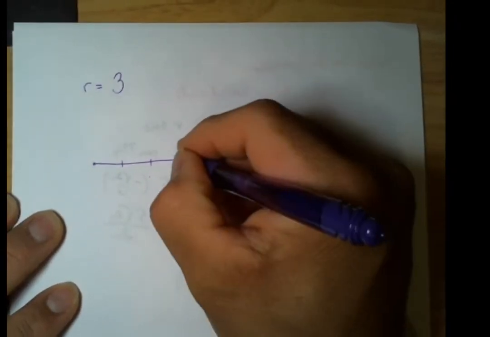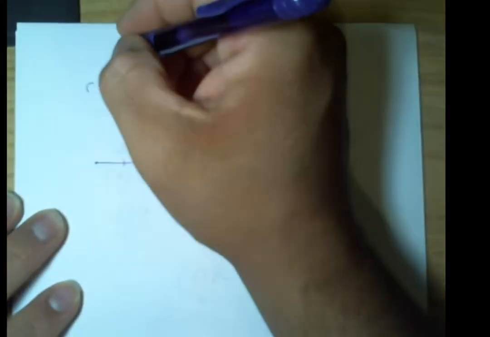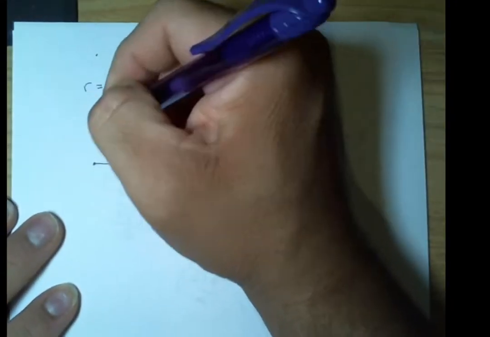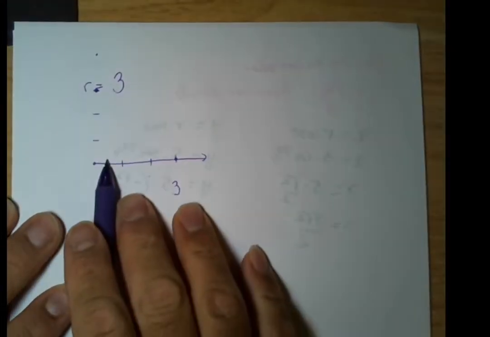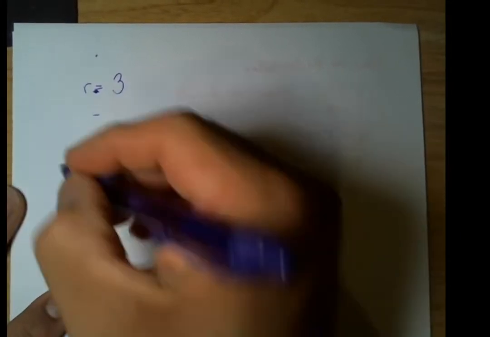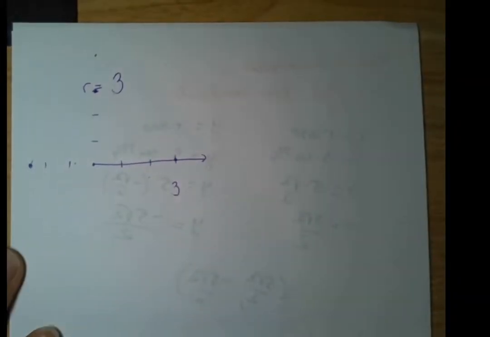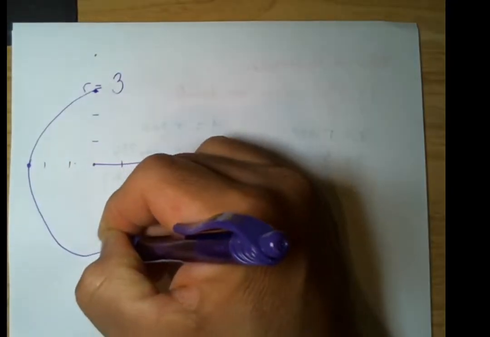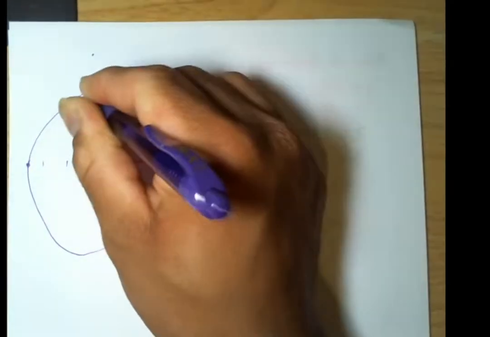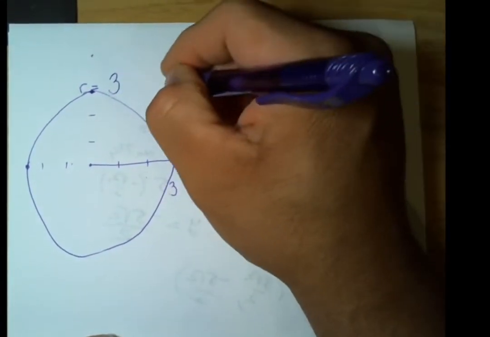So when theta is 0, the value of r is 3. When theta is, let's say, pi over 2, the value of r is 3. When theta is, let's say, pi, the value is also 3. So that distance from the pole is also 3. In other words, what we have here is the equation of a circle. And we can imagine that's a nice, perfect circle there.